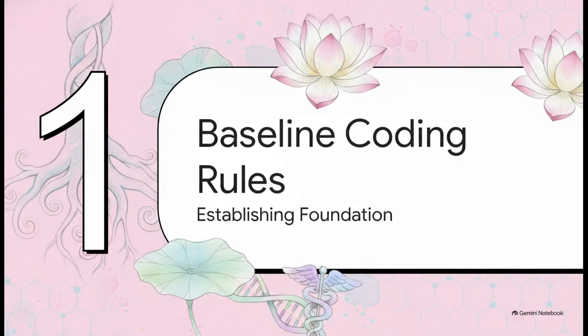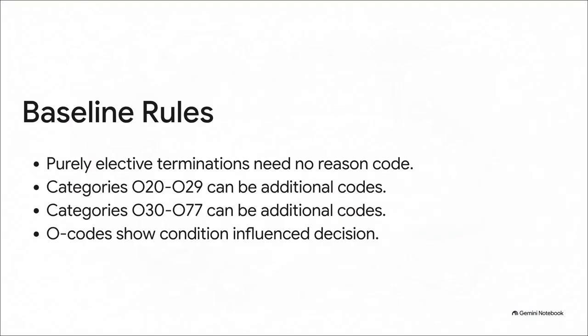Section 1. Baseline coding rules. Establishing the foundation. All right, so the absolute bedrock rule here is this. If a pregnancy is terminated on a purely elective basis, you literally do not need to assign a code for the reason. Simple enough, right?